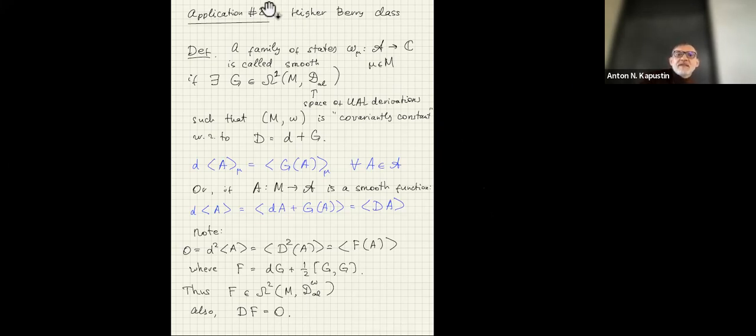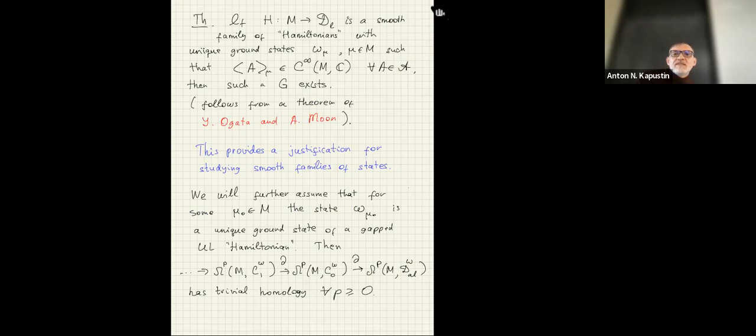Okay, so we have this seed for everything that follows. For every family of states over some manifold M, you can assign to it a two form which, first of all, doesn't excite the ground state of this family of states pointwise, and second, is covariantly constant. So what does it buy us? Well, it turns out it buys quite a lot. Here's a little bit of motivation. If you have a smooth family of local Hamiltonians with a unique ground state, such that all these expectation values are smooth functions, then this one form exists. It's a result of Ogata and Moon. So, just motivation.